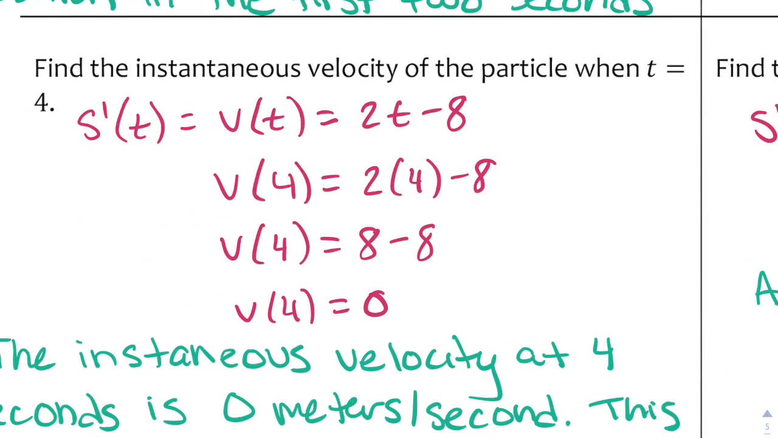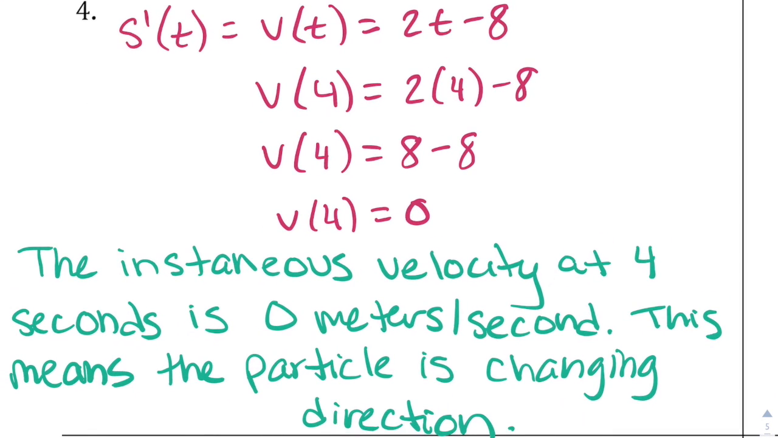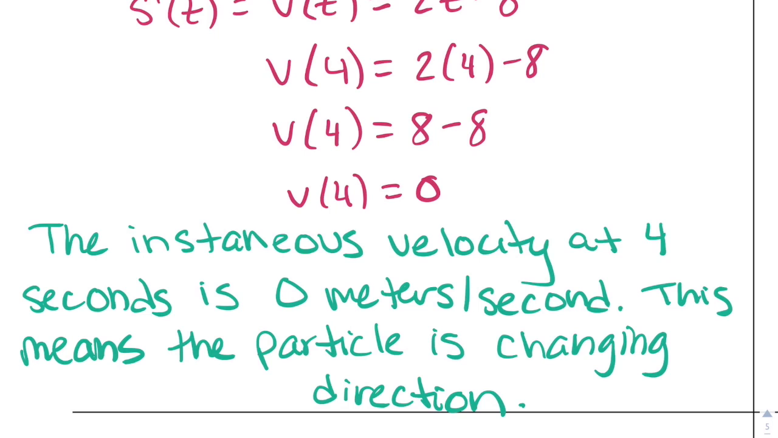Okay, the velocity. Find the instantaneous velocity of the particle when t equals 4. Well, just find the derivative, evaluate it at 4, which we already did. We found this is our instantaneous velocity. Derive it, that's the derivative. So we evaluate it at 4. We get a result of 0. The instantaneous velocity at 4 seconds is 0 meters per second. This means the particle is changing direction at that time.